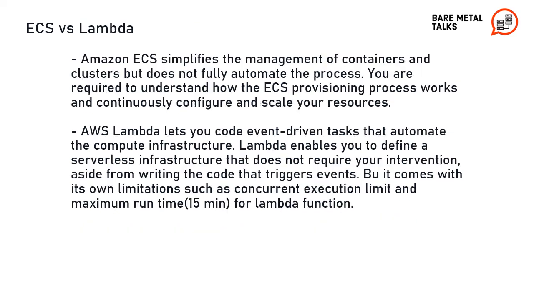Amazon ECS simplifies the management of containers and clusters, but doesn't fully automate the process. You are required to understand how the ECS provisioning process works and continue to configure and scale your resources. On the other hand, AWS Lambda lets you code event-driven tasks that automate the compute infrastructure. Lambda enables you to define serverless infrastructure that doesn't require your intervention, aside from writing the code that triggers events. But it comes with its own limitations, such as the concurrent execution limit and maximum runtime for a Lambda function.